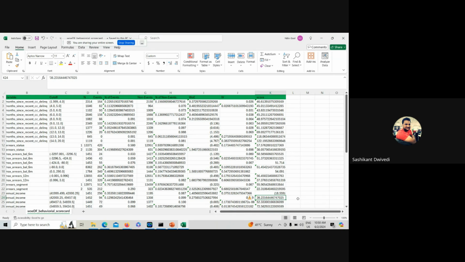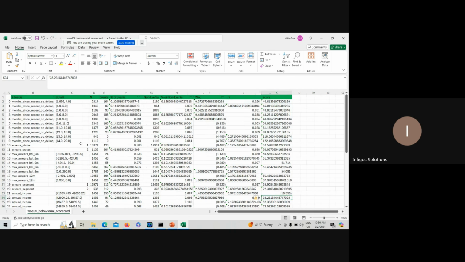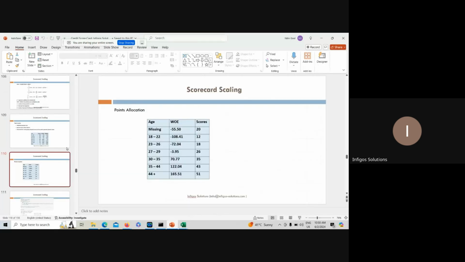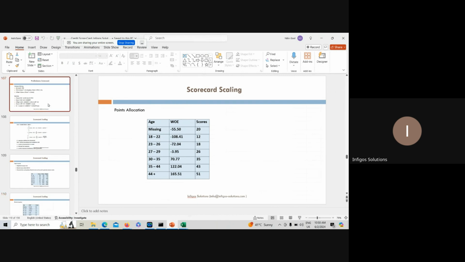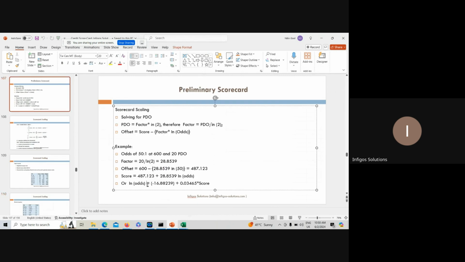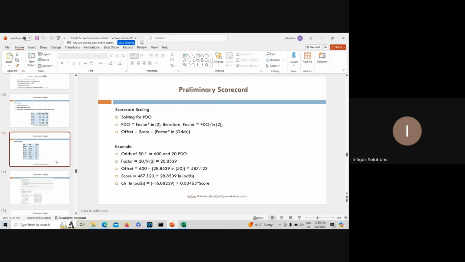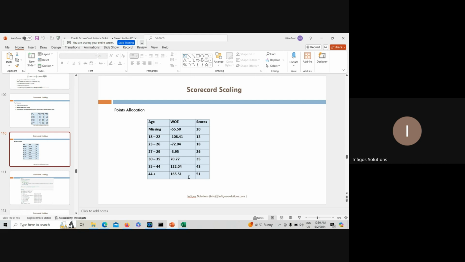So you have a very easy mapping from your weight of evidence to the score. This is the advantage of using the weight of evidence. And this score can be mapped to the probability also, the total score, by using that particular formula which we just saw here. So this is an example of point allocation.